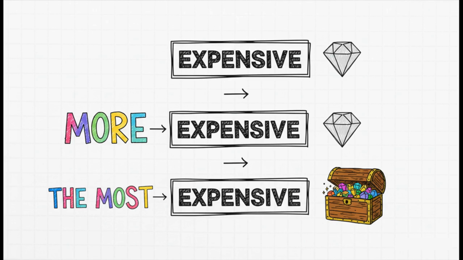Yeah, for longer words, anything with two or more syllables, like expensive, we don't mess with the ending at all. We just put a word in front of it. For the comparative, we use more, so more expensive. For the superlative, we use the most expensive. How great is that? No spelling rules to worry about.